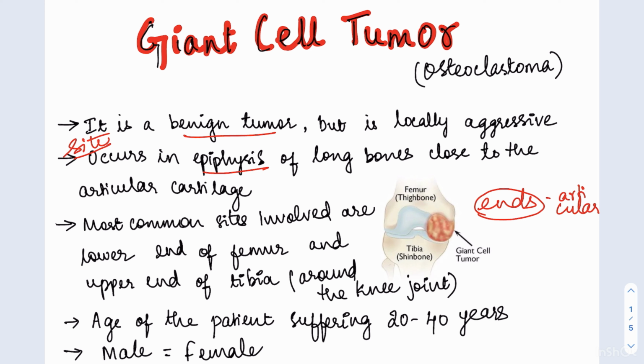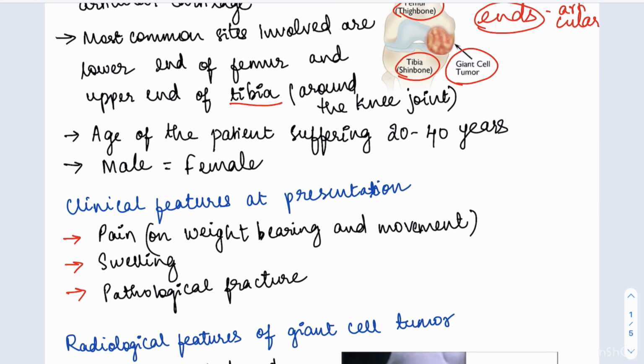The most common sites involved are lower end of femur and upper end of tibia. So this is the lower end of femur, which is the thigh bone, and upper end of the tibia, which is the shin bone. So basically it occurs around the knee joint, that is both the articulating surfaces of knee joint, femur lower end and tibia upper end, is where there is occurrence of the giant cell tumor. Age of the patient suffering from osteoclastoma will usually be around 20 to 40 years old. That is, most of the cases seen are usually in this age group. And there are equal cases in both males and females.